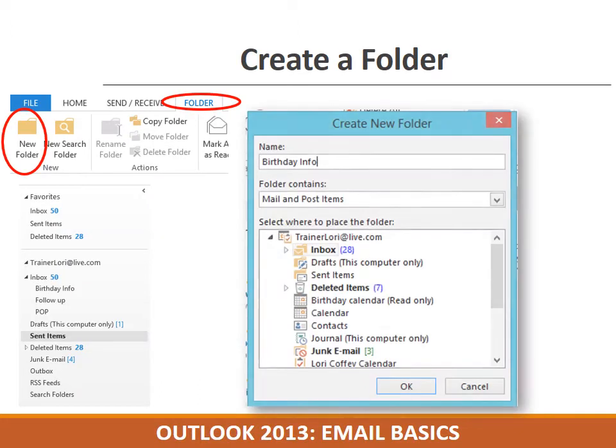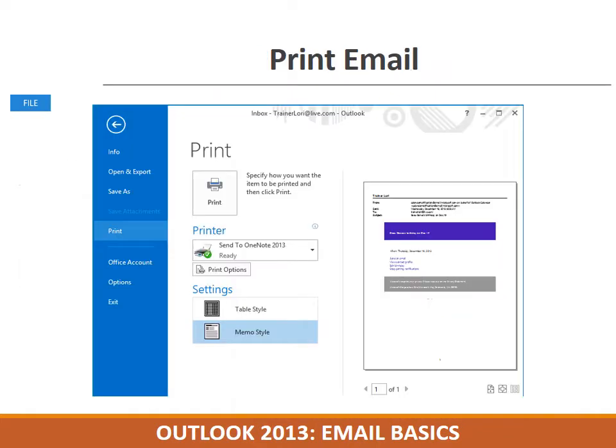Now to create a folder, click on Folder, click New Folder, and then first give it a name and decide what it's going to contain, and then select where you want to place the folder. And so you can put it under inbox, or if you have 15 folders already in there, you can organize it so that you can find it easily. And then it will show up under inbox. But make sure that you click the little arrow next to inbox so that you can see all your folders.